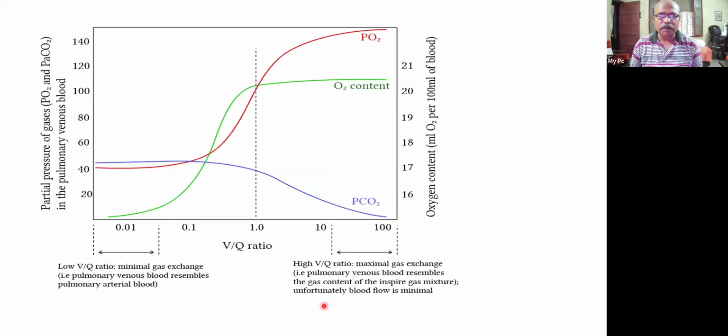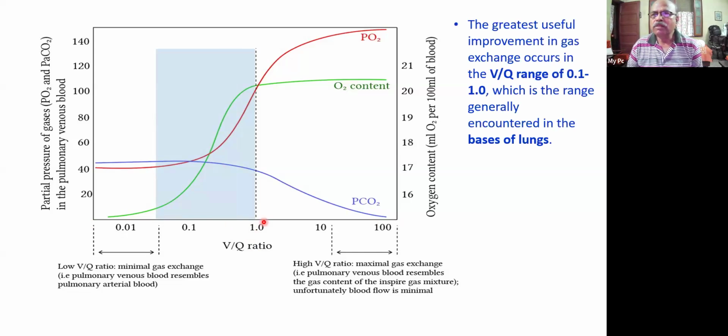Now, if you look at this curve, in the x-axis we have the VQ ratio, and they have plotted the VQ ratio from 0 to 100. And the midpoint is 1, where it is the ideal VQ ratio that we need to have. And if you look at this picture carefully, the maximum gas exchange is occurring in the range of 0.1 to 1. So the greatest useful involvement in the gas exchange is where the VQ is 1.